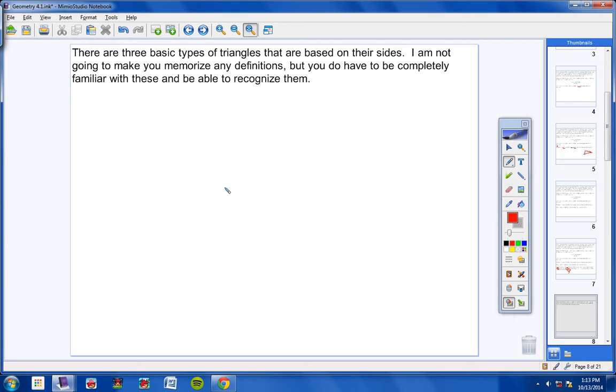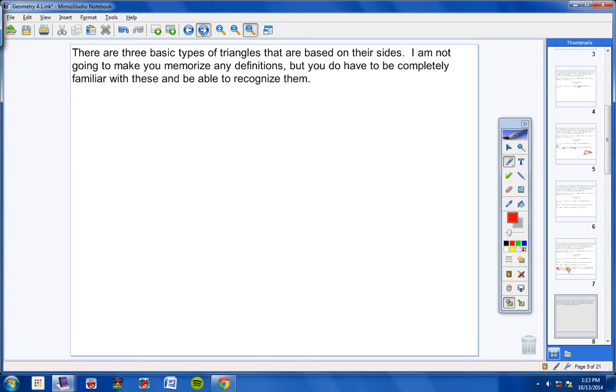There are three basic types of triangles that are based on their sides. And I'm not going to make you memorize any of these definitions, okay? And that's the good news. I'm sure you're glad about that. But you still have to know what each one means. Let me explain the difference. I'm not going to ask you to fill in the blank or to quote any of these definitions that I'm about ready to give you. However, you do have to be completely familiar with them and be able to match them with the correct triangle, okay? Let me show you what I mean.